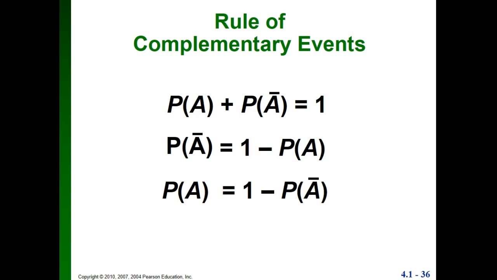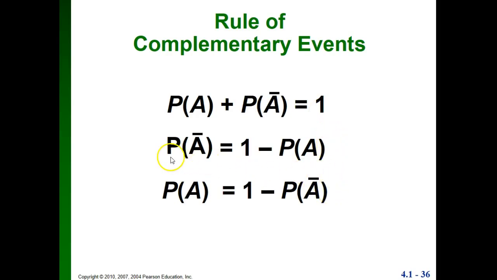If A and A complement are disjoint, and if together they make up the whole sample space, then the 2 probabilities added together should equal 1, because we've got 100% of the outcomes in the sample space if we put the 2 events together. So our first rule is that the probability of A plus the probability of A complement is equal to 1.